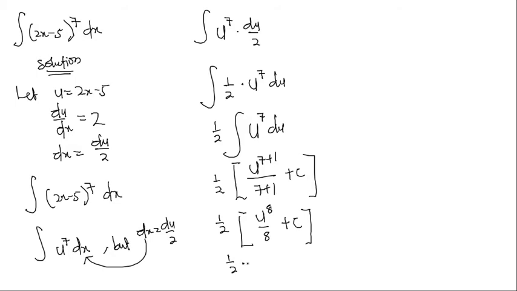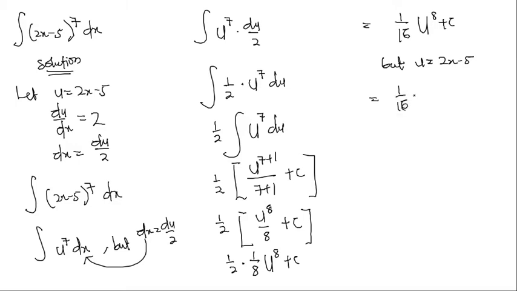U raised to the power 8 on 8 can be rewritten as 1 over 8 multiplied by u power 8 plus c. So if we multiply these two fractions, we get 1 over 16 u power 8 plus c. But remember we said u is equal to 2x minus 5. So it means we have 1 over 16, into brackets 2x minus 5 raised to the power 8, plus c as our answer for integrating the function 2x minus 5 all raised to the power 7 dx.